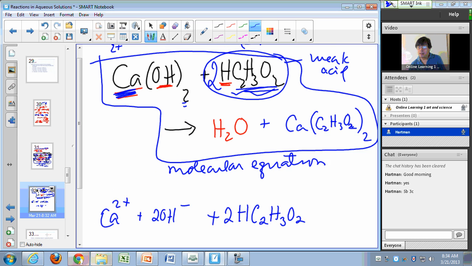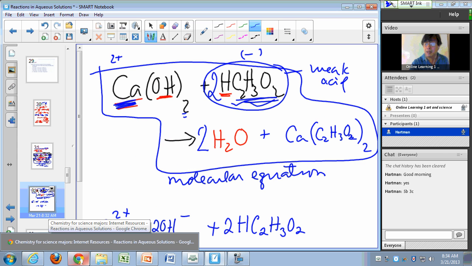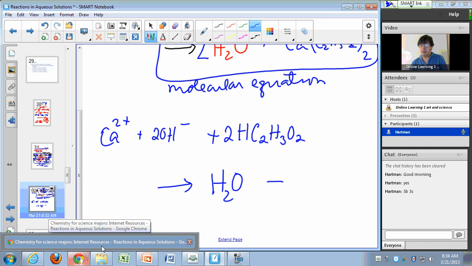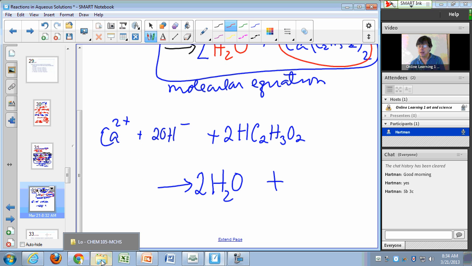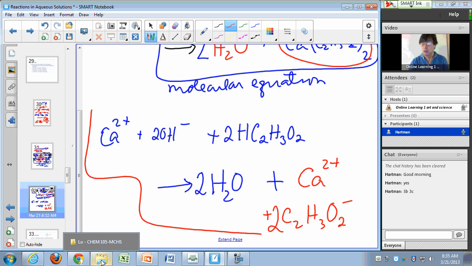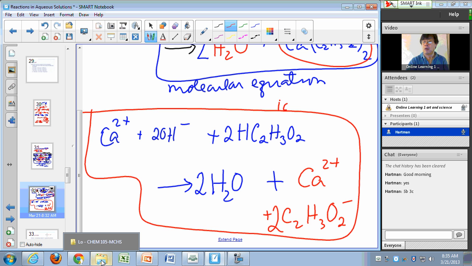Okay, and in fact, I need to balance this, right? I need a 2 there to balance it. Okay, so I need 2 H2O plus my calcium acetate. This is an ionic compound right here. So I have to write that separately. I have to write calcium ions separately from acetate ions, so 2 C2H3O2 with a -1 charge. And if you look at this, this is what you would call your ionic equation.